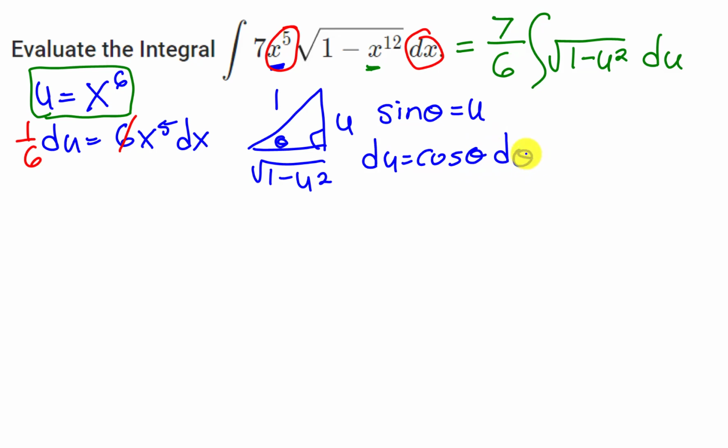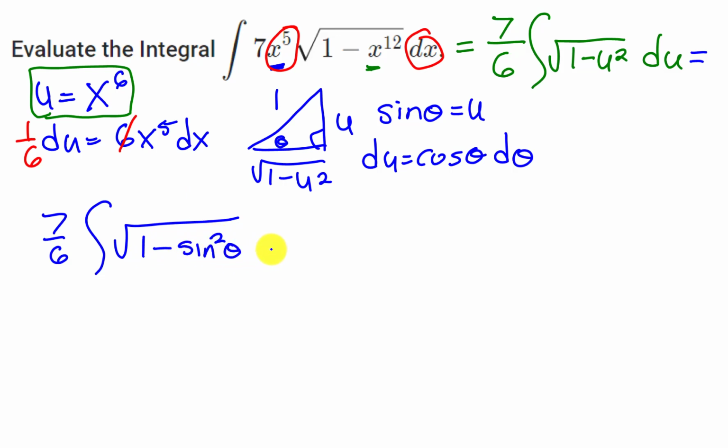Now that I have that ready, I'm going to put it from right here. We'll end up down below here. Let's do the trig substitution. So I got 7/6 integral square root of 1 minus u is sine theta. I need u squared, so sine squared theta, and then du, and du is cosine theta d theta.